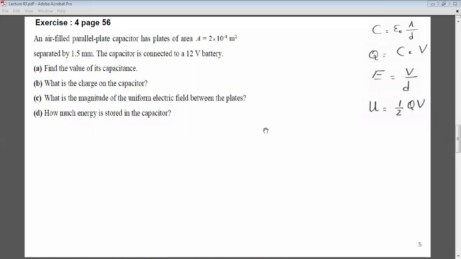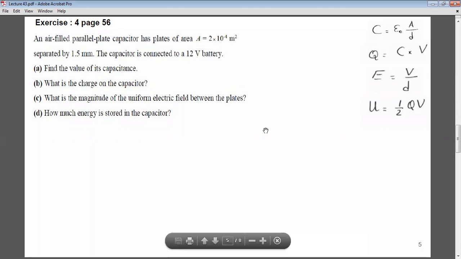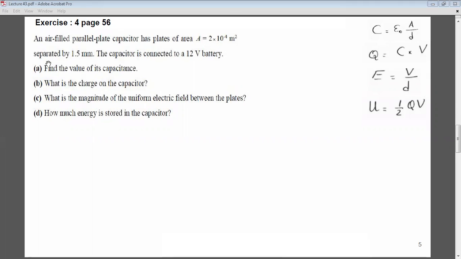An air-filled parallel plate capacitor has plates of area A, this much. I have the distance D, this much. And the capacitor is connected to the battery with 12 volts. Okay, so find the value of the capacitor. So again, capacitance, find the value of the capacitance.